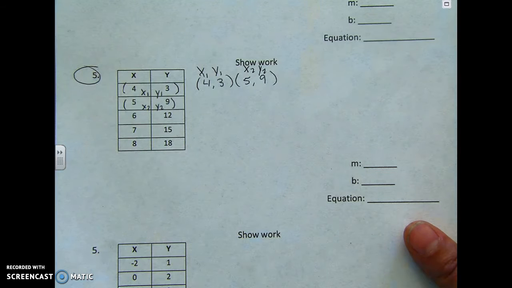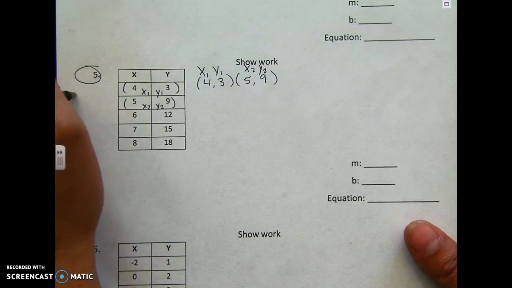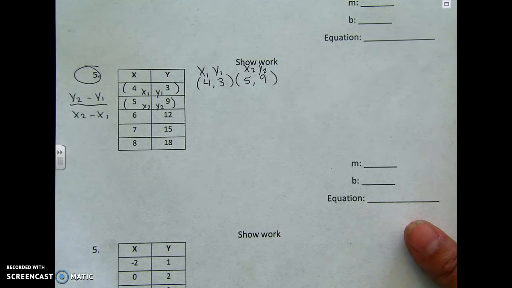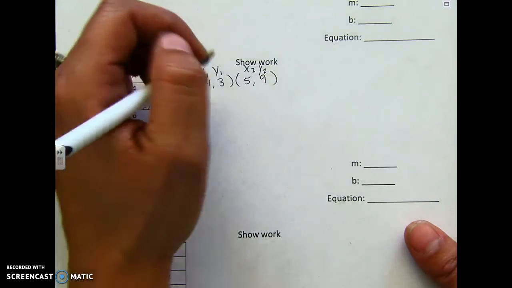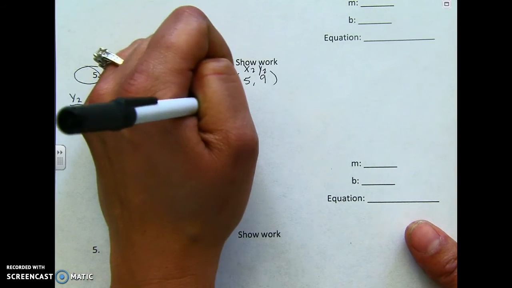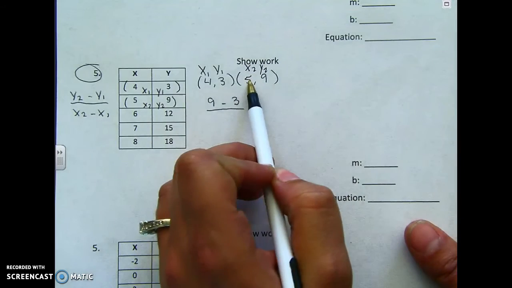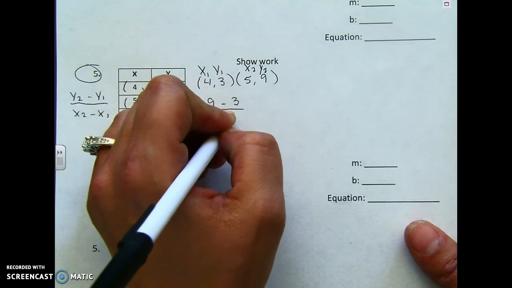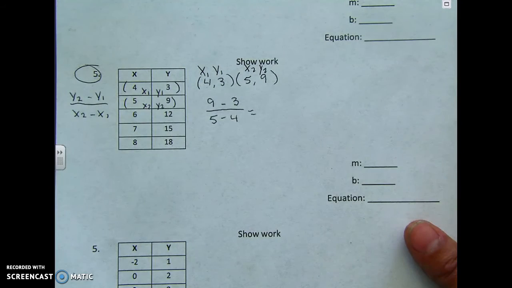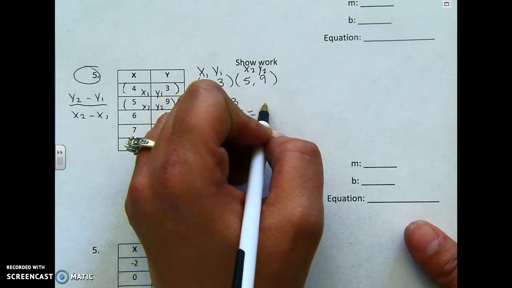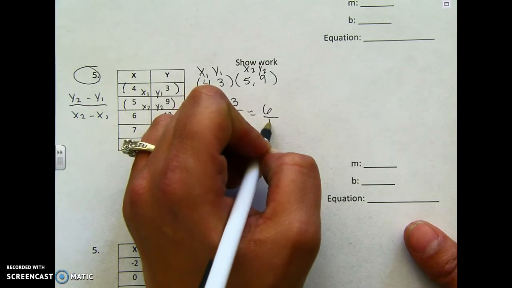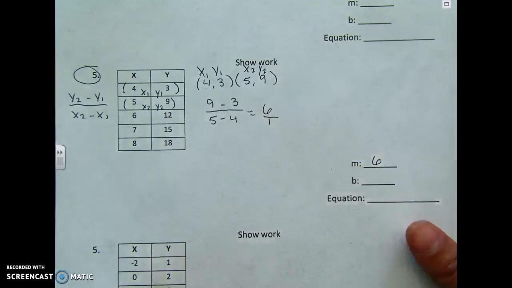Now you're going to plug them into the slope formula. Just as a quick reminder, I'm going to write it on the side so you know what formula we're working with. And that is what I'm going to use to find my slope. y2 is 9 minus y1, which is 3. In this case, x2, which is located here as we labeled, 5, minus x1, which is 4. I'm going to calculate my slope. So 9 minus 3 is 6. 5 minus 4 is 1. So my m in this case is 6.